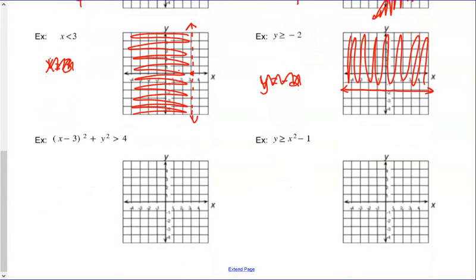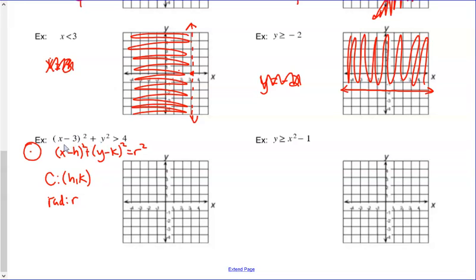Now these two are ones that will require us to remember some of our other graphings. Okay? So if I have (x minus 3) squared plus y squared greater than 4, I hope you remember that that is the equation of a circle. So this was our (x minus h) squared plus (y minus k) squared is equal to r squared. So our center was our h, k, and our radius was r.